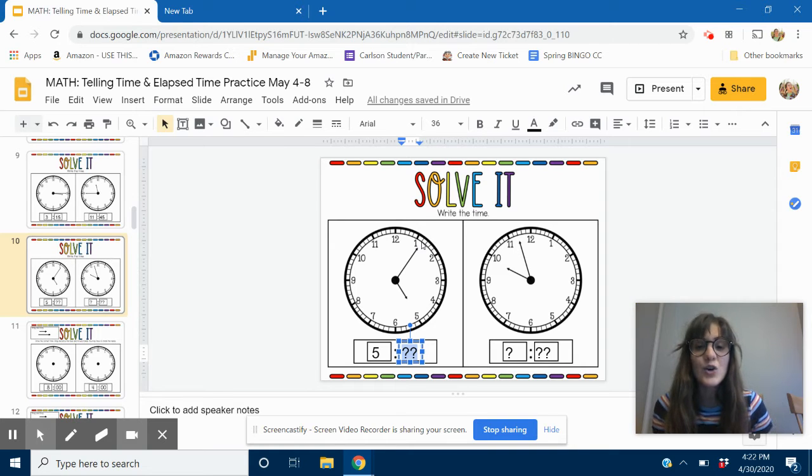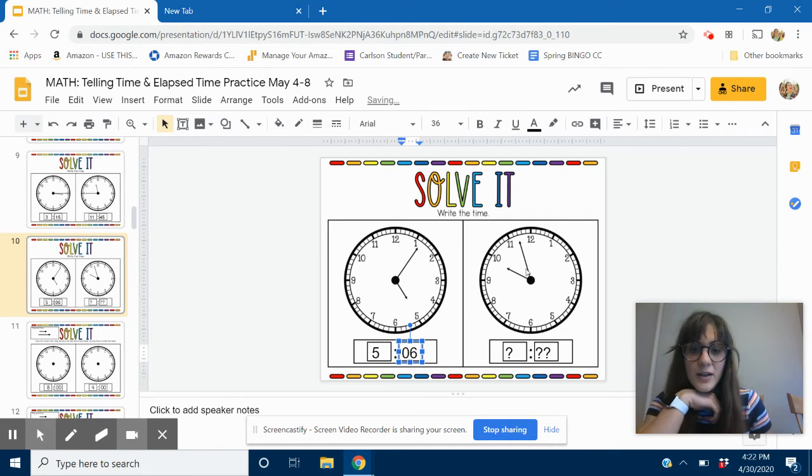So when we start to count between our 5, if it's pointing at the 1, it's 5. If it's pointing at the 2, it's 10. Then we can count by ones, okay? So 5, 6, 7, 8, 9, 10. Okay, so this is showing us 5:06.